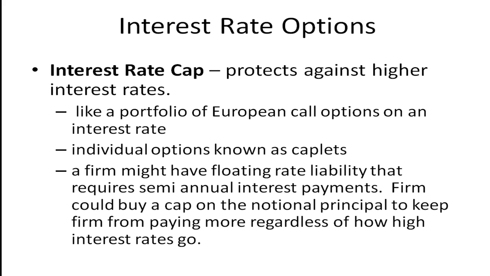Now, a firm might have a floating rate liability that requires semi-annual interest payments. So the firm could buy a cap on the notional principal to keep from paying more regardless of how high interest rates go. And each one of these individual options would be set up to expire in correspondence with when the semi-annual interest payments are due.